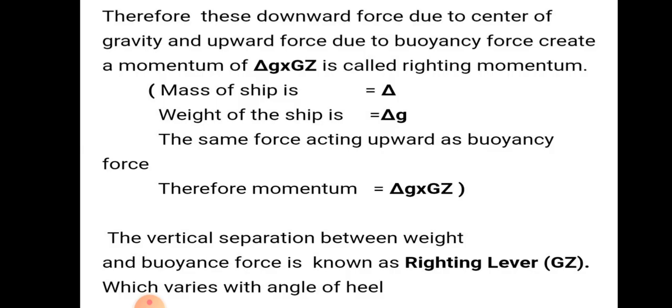So the downward force due to center of gravity and the upward force due to center of buoyancy create a moment known as righting moment. That is delta G into GZ. Delta is equal to the mass of the ship. Delta G means the weight of the ship due to gravity. The same force acts upward as buoyancy force. Therefore the moment is equal to delta G into GZ.